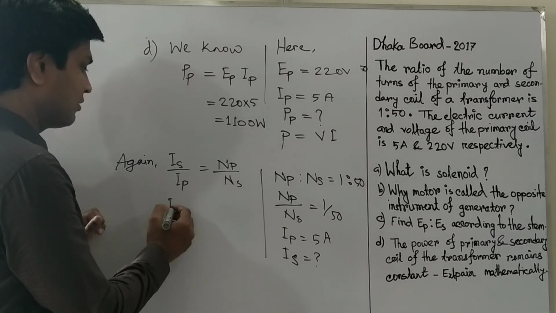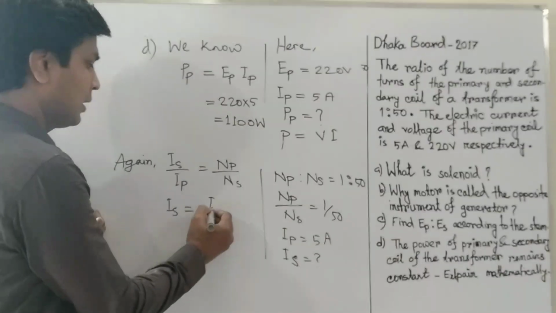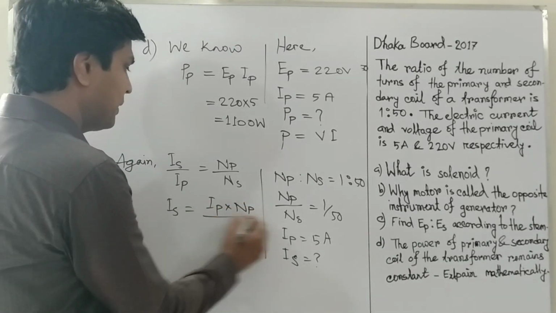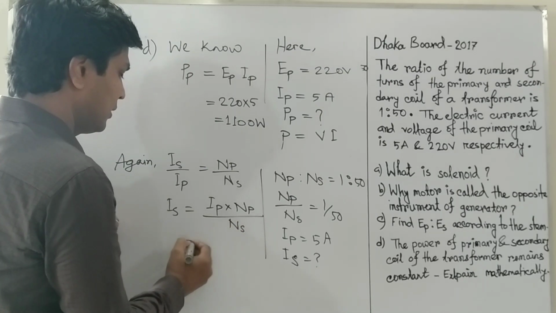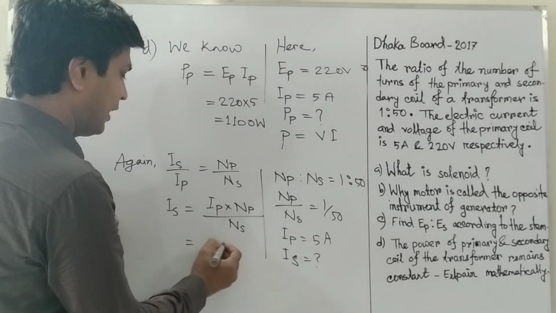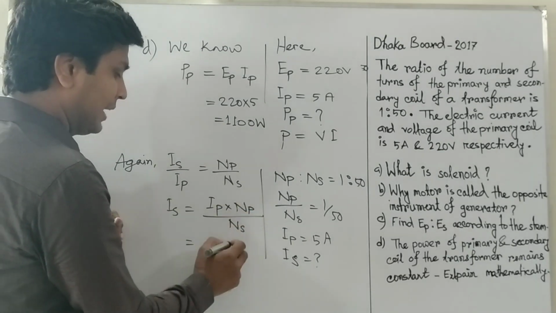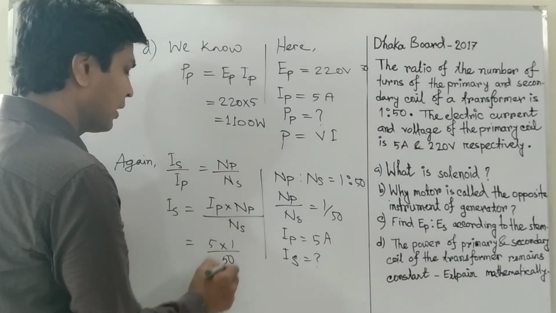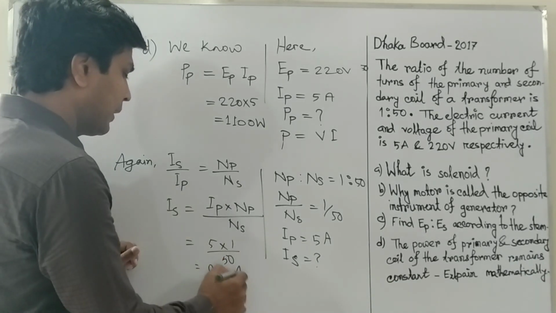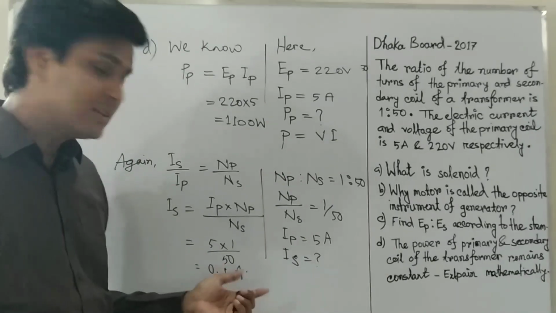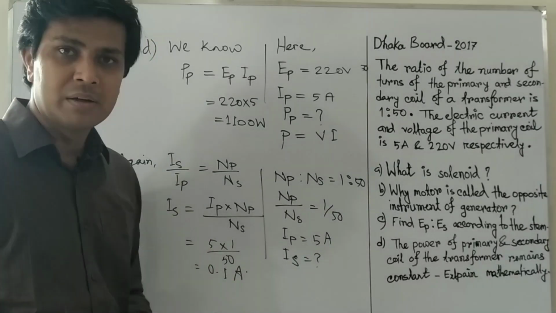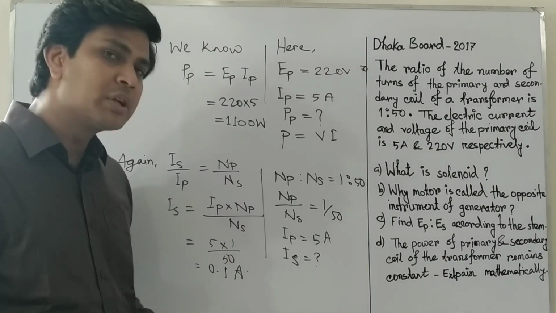After calculation, we can write IS equal to IP into NP divided by NS. If you put the value of IP as 5 and the ratio of NP and NS as 1/50, the answer will be 0.1 ampere. So the current of the secondary coil is 0.1 ampere. Now we have to calculate the voltage of the secondary coil.